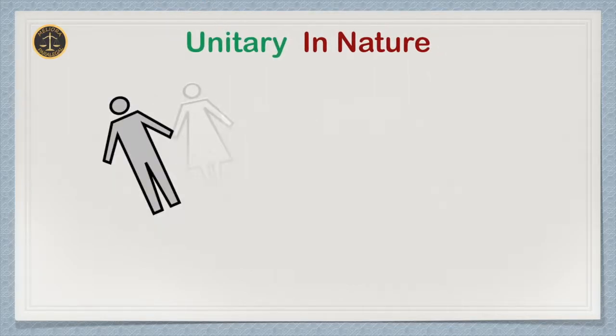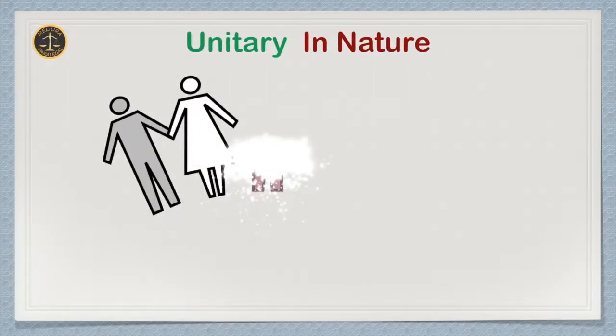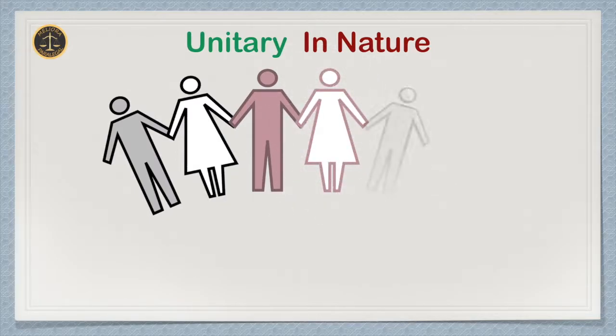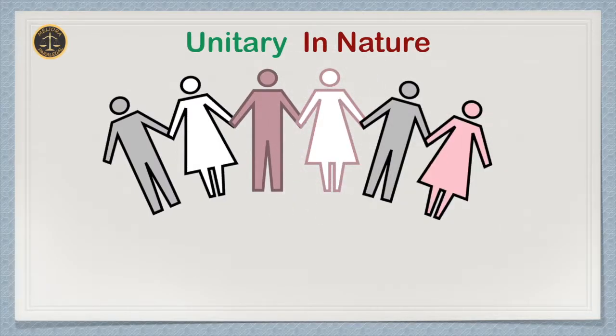Next, unitary nature. The British Constitution has a unitary character and not a federal one. All powers of the government are vested in the British Parliament, which is a sovereign body. There is only one legislature. England, Scotland, Wales, and Northern Ireland are administrative units and not politically autonomous units.